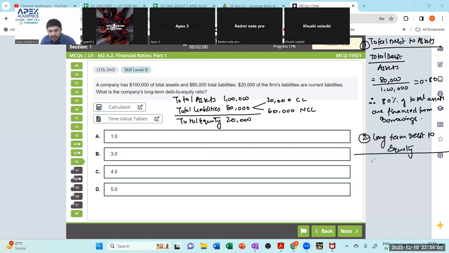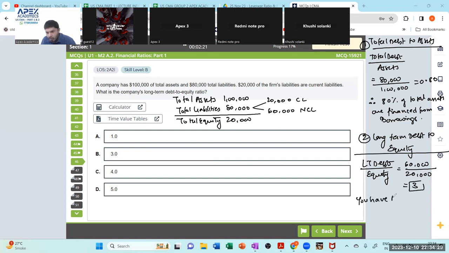This can be calculated now. Here I require long term debt upon equity. What is the answer? Long term debt is 60,000 divided by equity, which is how much? 20,000, which is equal to 3. What is the meaning of this?